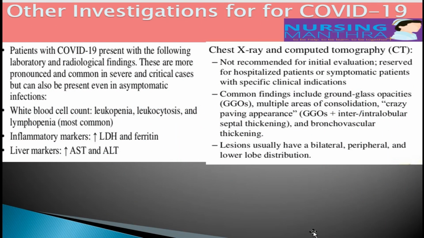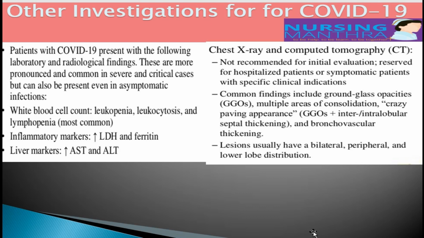Other investigations for COVID-19. In patients with COVID-19, we can do the WBC, white blood cell count: leukopenia, leukocytosis, and lymphopenia is the most common finding. For inflammatory markers, LDH will be increased, and the ferritin level will also be increased. For liver markers, AST and ALT will be increased.